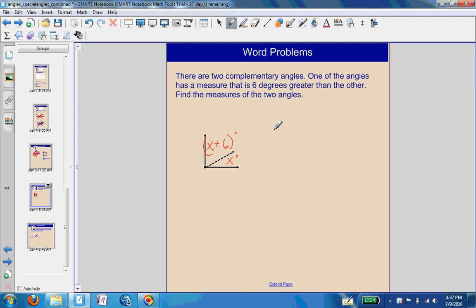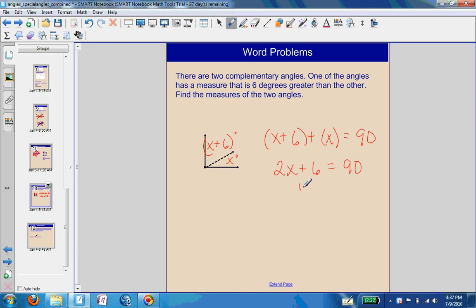Well, since they're complementary, they're going to add up to equal 90 degrees. And I like to put parentheses. You don't have to, but I like to put them to make me stay clear that I have two angles and that I've included both angles in my problems. Otherwise, sometimes people forget the x and they'll just put x plus 6 equals 90. So I end up with 2x plus 6 equals 90.